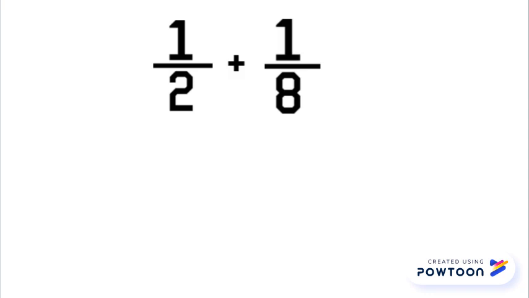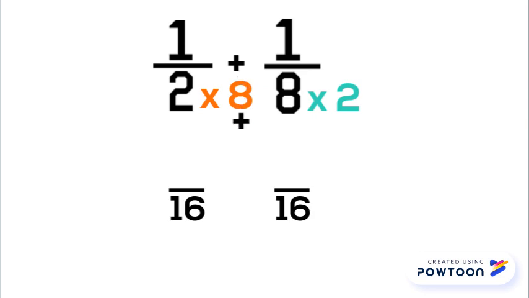All right, last example. If you struggle with listing the multiples of each denominator, you can do this little trick. You can multiply each denominator by the other denominator. So in this example, we do 2 times 8 and 8 times 2 to find our common denominator of 16.